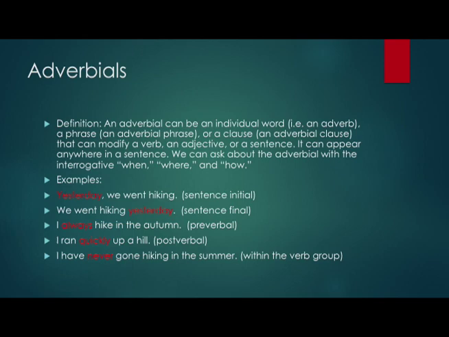In the fourth one, "I ran quickly up the hill," it's sort of like, how did I run up the hill? I did it quickly. "I have never gone hiking in the summer." Here it's within the verb group, indicating that I may have gone hiking in the spring, maybe in the winter. I always go in the autumn, but never in the summer.